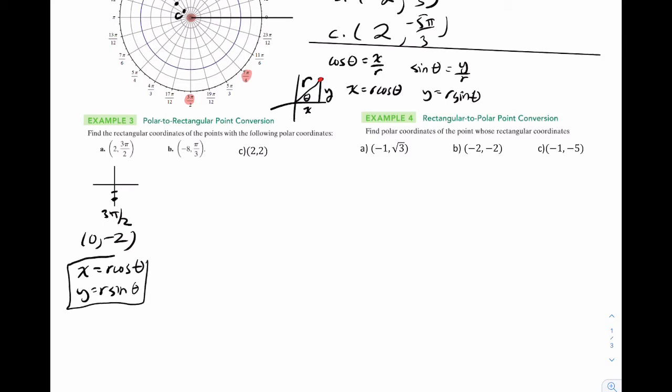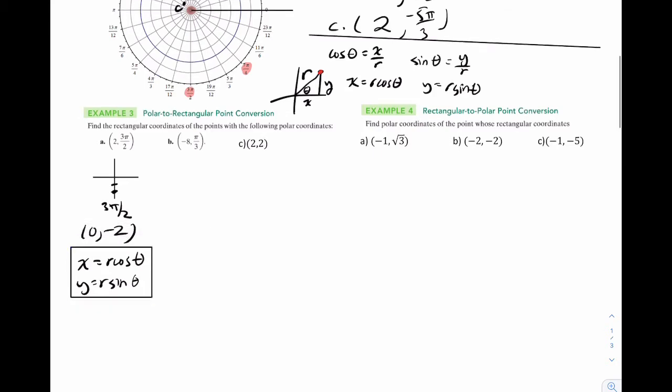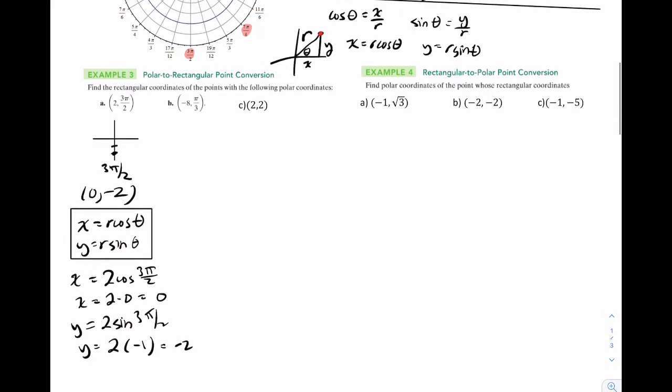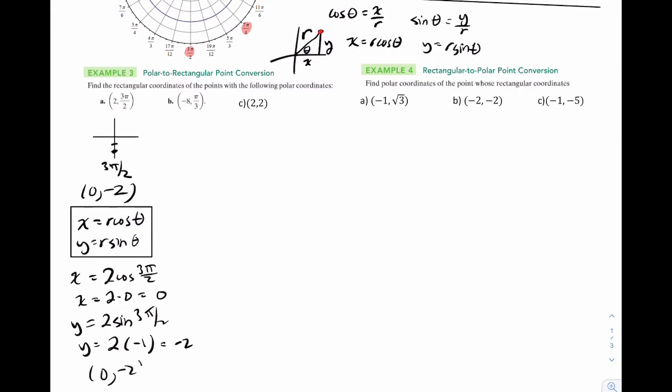Some people just use these formulas for everything because they're pretty useful and pretty simple. So for letter A, I could just write x equals 2 cosine 3 pi over 2, and y equals 2 sine 3 pi over 2, and just do our unit circle values. X should equal 2 times 0, which is 0. Y should equal 2 times -1, which is -2. The coordinate is 0, -2. So notice how that's pretty easy.